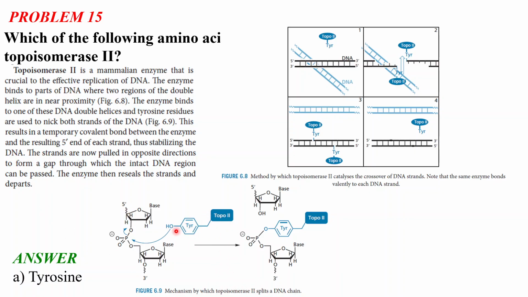This is topoisomerase 2. We have tyrosine, and the hydroxyl group on tyrosine acts as a nucleophile and attacks the phosphate linkage, the phosphodiester bond, and that's how it forms this bond and binds to the DNA strand. Okay, so this is the mechanism.